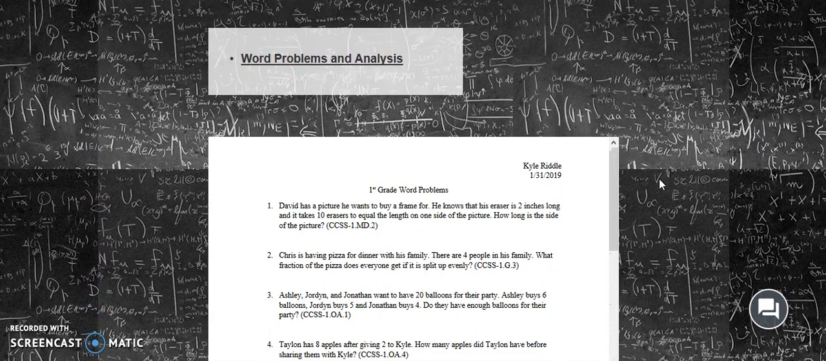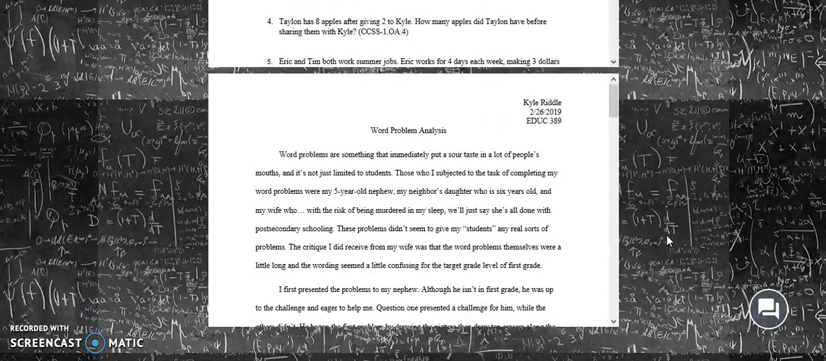Following the literature and math lesson are my word problems and the analysis of how those were solved by some test subjects. The word problems were written for a 1st grade class, with 5 of them there, and I had my wife, my nephew, who is 5 years old, and my neighbor's daughter, who is 6 years old, complete the word problems. And the analysis just talks about the approaches they all took to completing those problems.